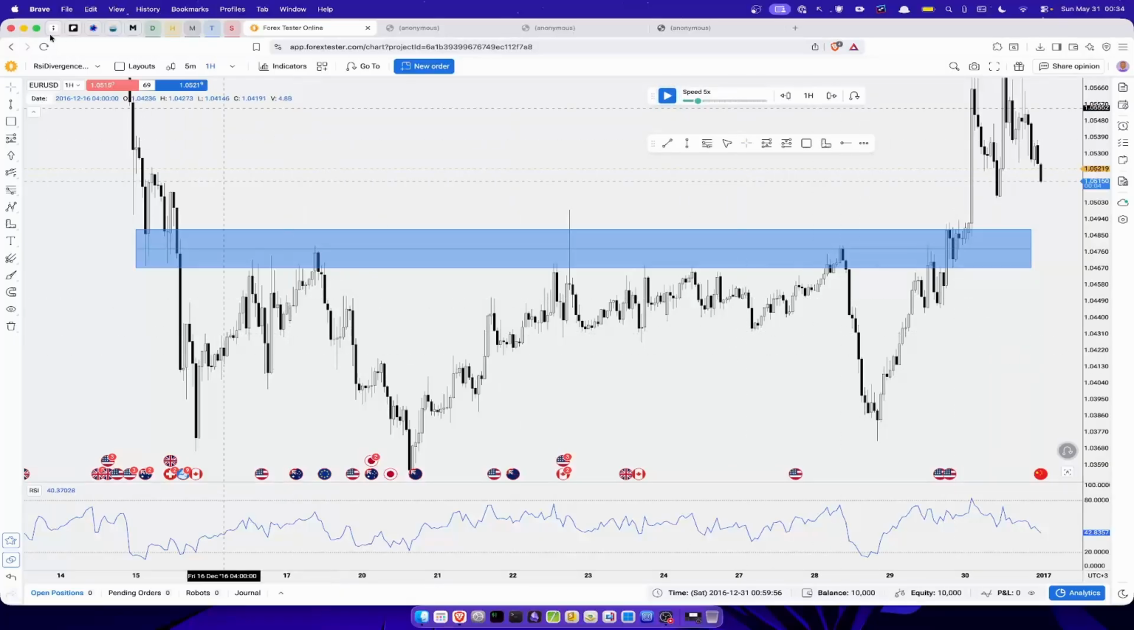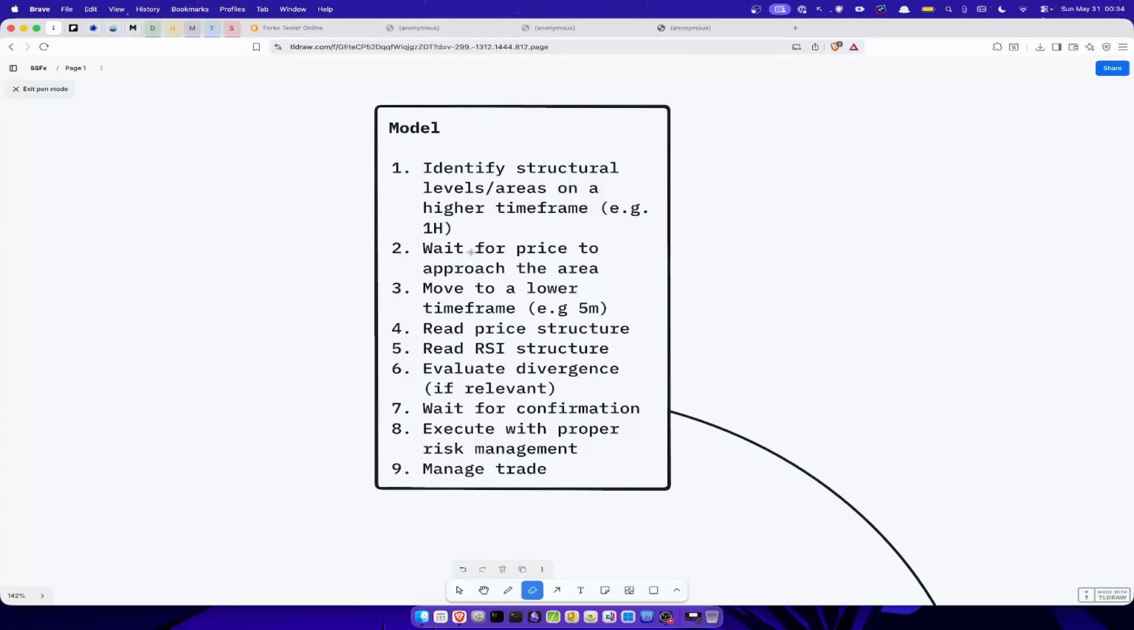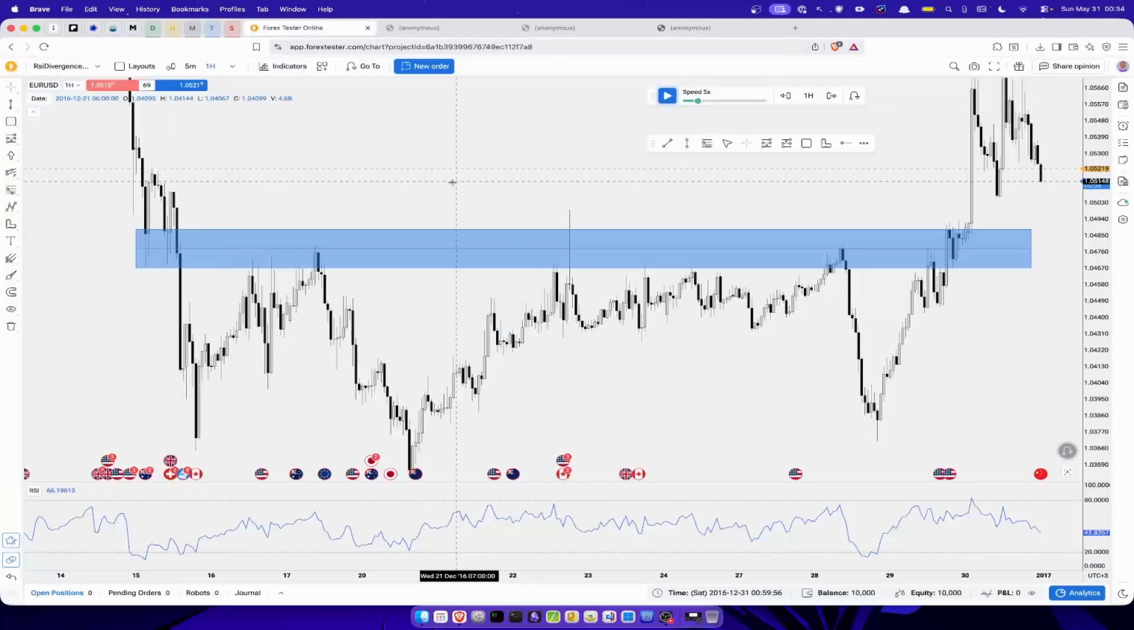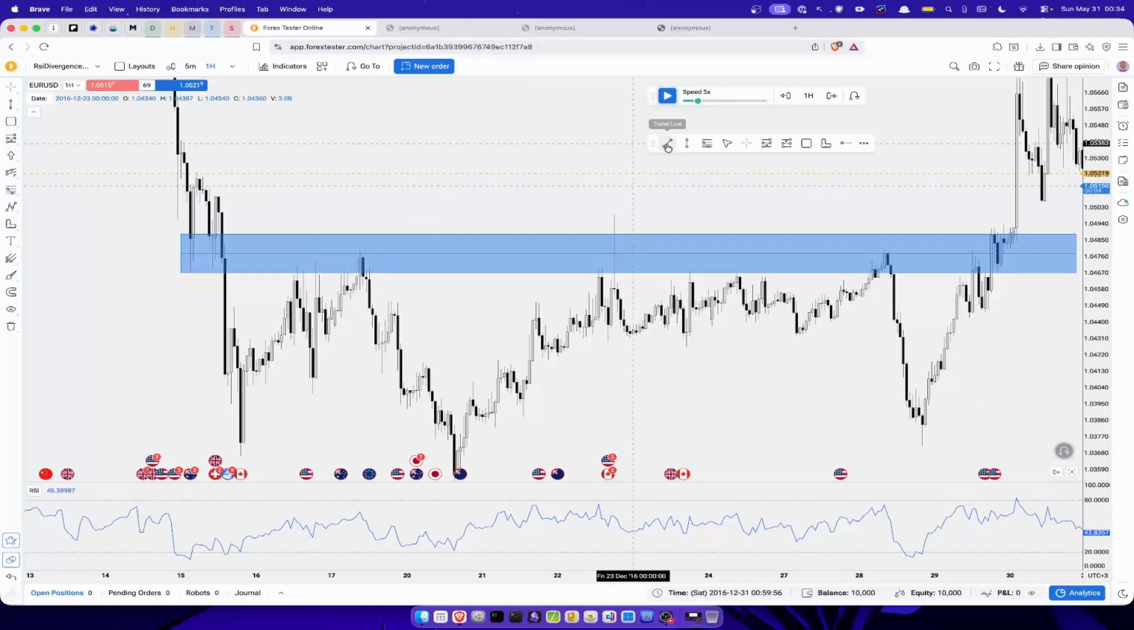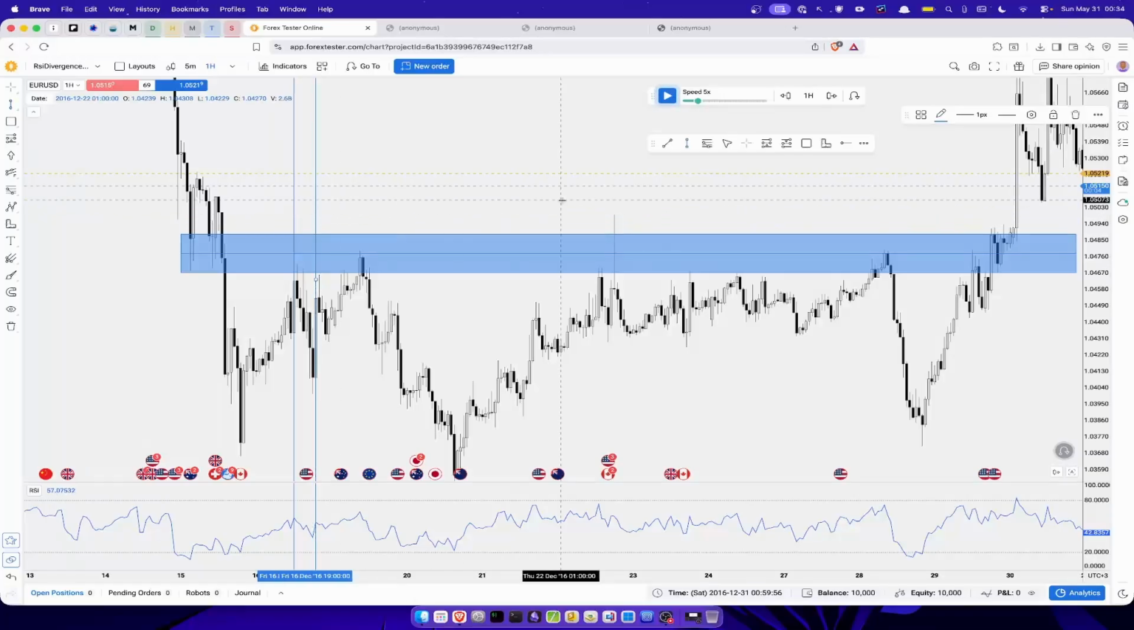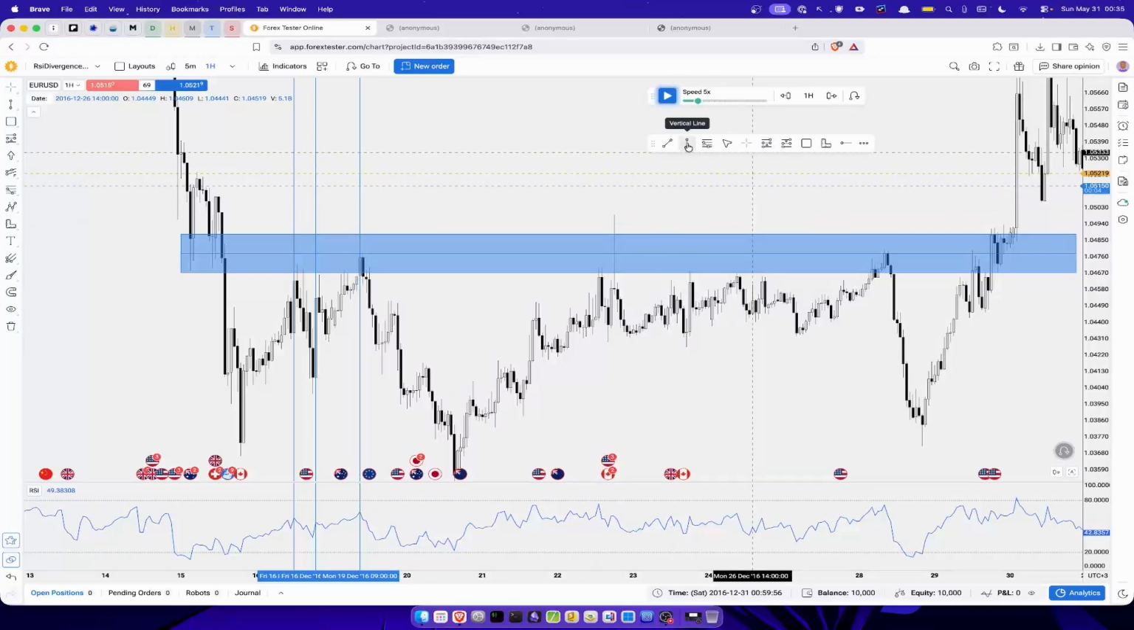In this case, we wait for the price to approach the area, and once it approaches the area, we move to a lower time frame. That is step 3. I'm just using the 5-minute as an example, but you can use any combination of time frames. So we jump to the 5-minute, and we will be observing these zones. Let me mark them so that you can see. We'll check how the market reacted here, how it reacted here, because as you can see, it also approached the area there, and then all these other zones.